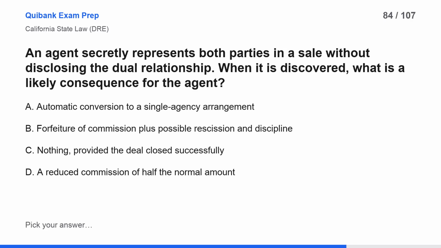Question 84. An agent secretly represents both parties in a sale without disclosing the dual relationship. When it is discovered, what is a likely consequence for the agent? A. Automatic conversion to a single agency arrangement. B. Forfeiture of commission plus possible rescission and discipline. C. Nothing, provided the deal closed successfully. D. A reduced commission of half the normal amount.